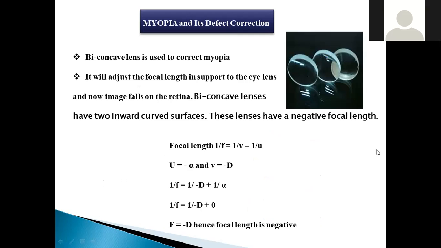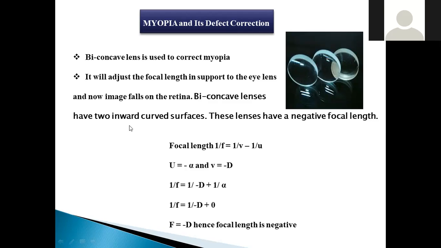Now, let us calculate the focal length for this one. In order to correct this myopia, the suitable lens will be biconcave. A biconcave lens can be used. It will adjust the focal length. These are mentioned in this figure, right? So now the image falls on the retina. So what is meant by a biconcave lens?